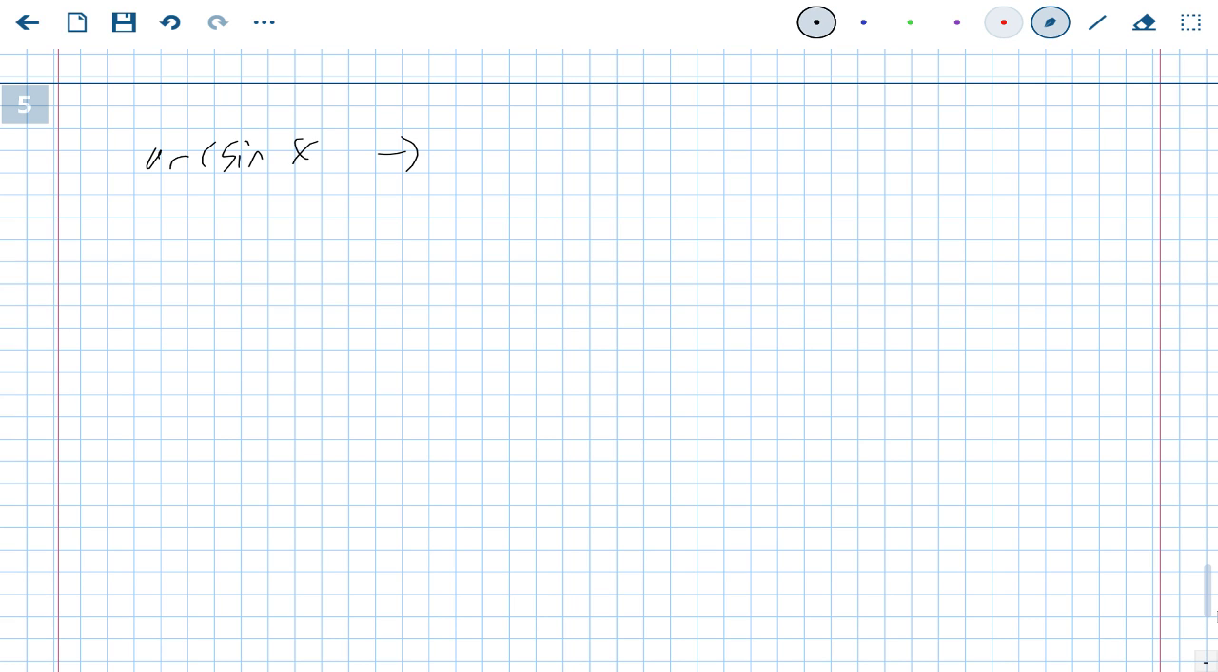Sorry, they all have the domain -1 to 1, except for the tangent, which is different. But the arc sine has the range of minus pi over 2 to pi over 2. And then the arc cos is defined from 0 to pi. Oh, sorry, the arc sine should be pi over 2. Yep.